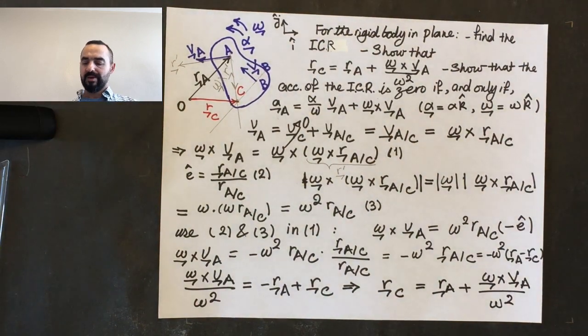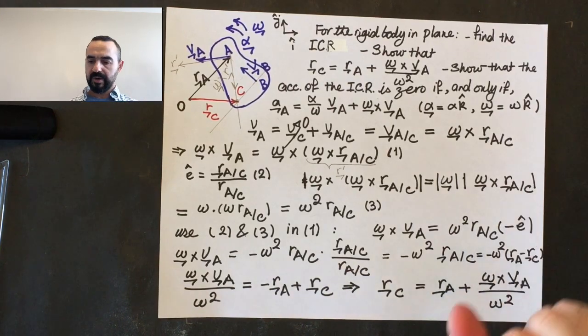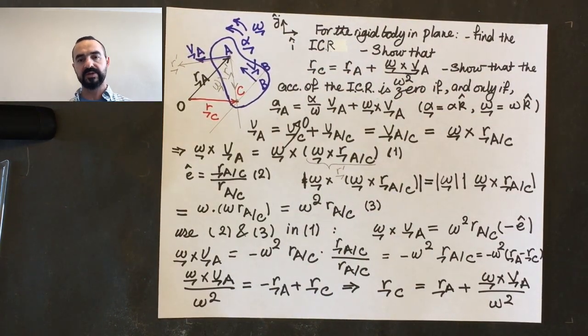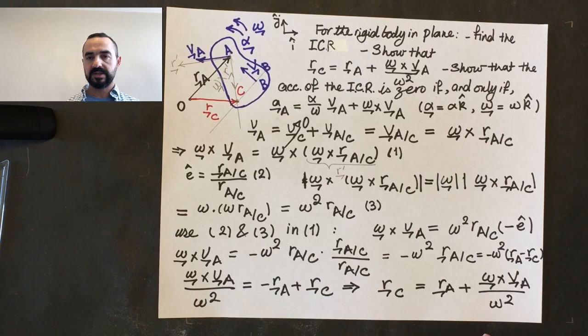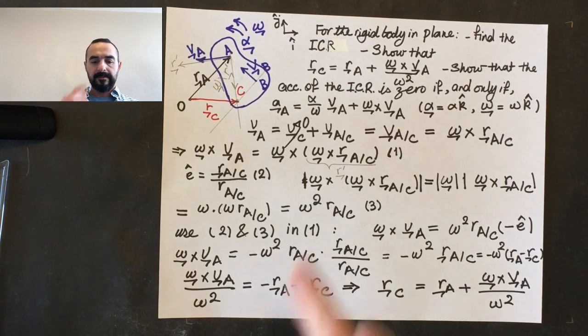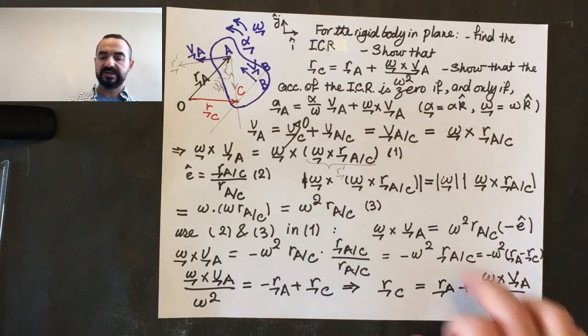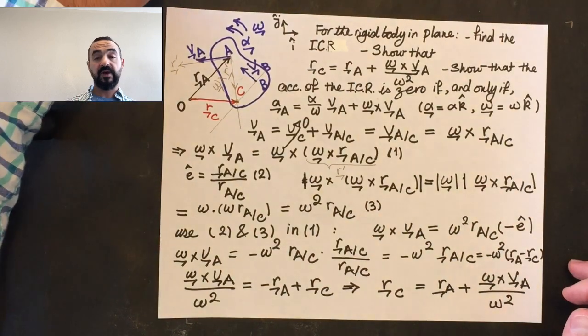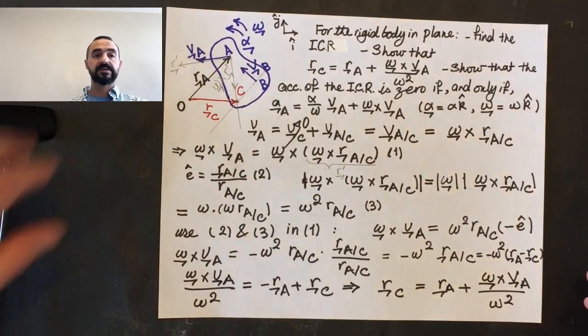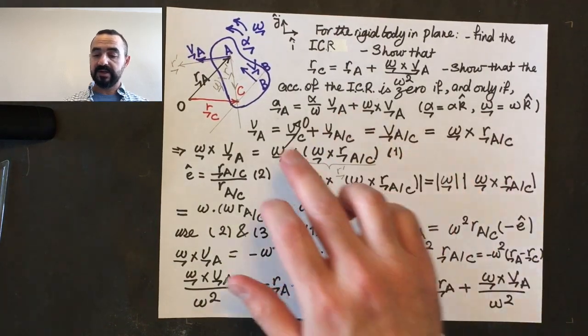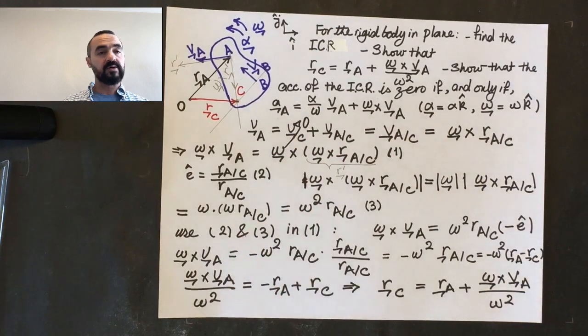Agreed? All right. So again, to remind you, we have found the instantaneous center of rotation, and then we have shown that we can relate the position of this instantaneous center of rotation to the position of A using this relationship. And then the last part is to show that the acceleration of the instantaneous center of rotation is 0 if and only if the velocity of point A is equal to this expression.